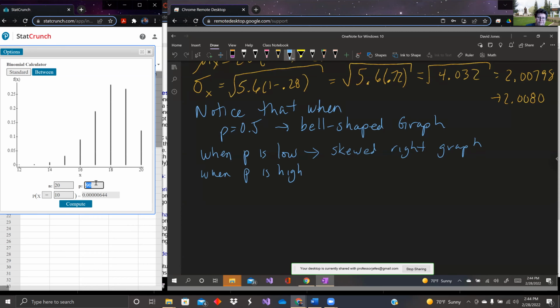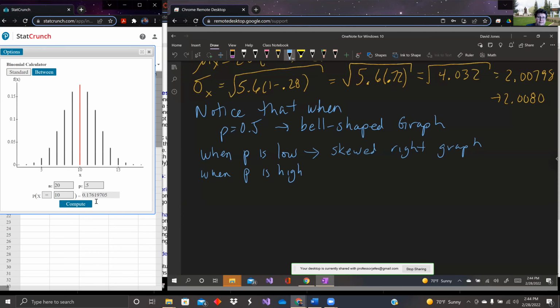When I had 0.5, 10 was in the smack dab middle, and we could go to the left and to the right. So it shifts. Not only does it shift the values in the graph, but it skews it. In this case, it was skewed left when we had it high.